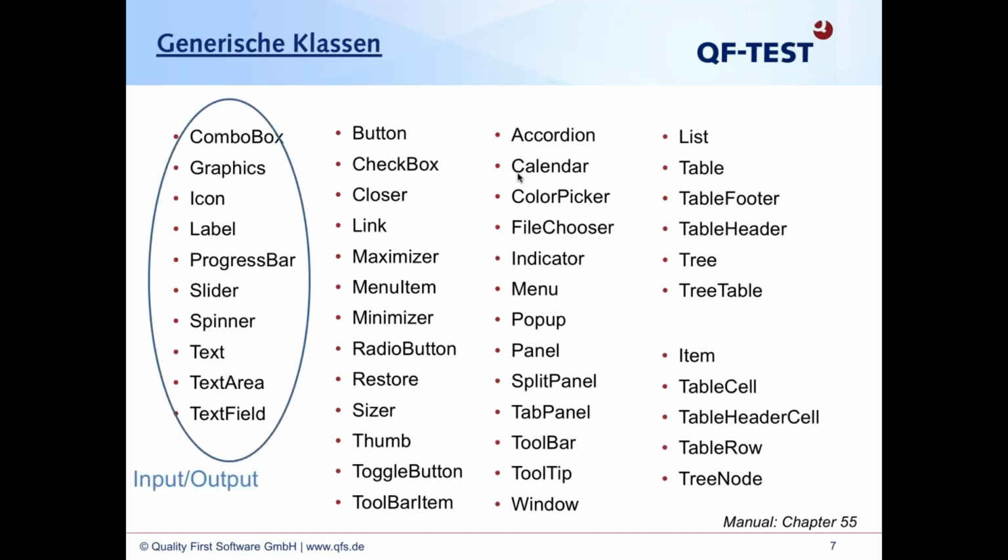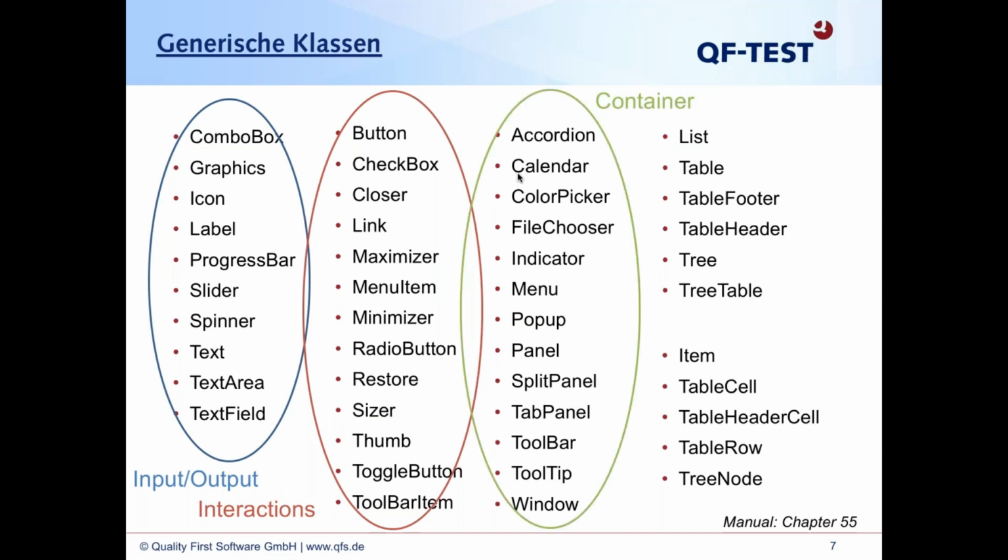We have a set of input and output classes, where QF-Test knows that, for example, you can check data and you can enter data, enter information. Then we have interaction classes, where QF-Test knows, well, a button is clickable or a radio button is clickable. On some sizer, you can move something and so on. Then we have containers, which contain other elements where we know, okay, we can go inside and QF-Test checks the content. And then, for example, in a calendar it checks that there is some specific date selected and so on.